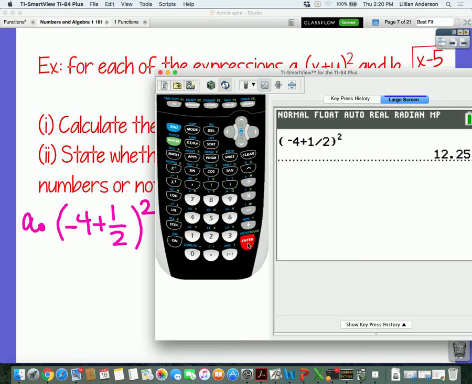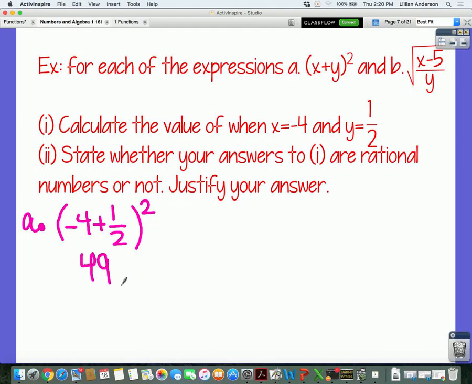Do it. How do you convert it to a fraction? What do you press? Math. Answer. It is 49/4. Now, it didn't specify that you had to put it as a fraction or anything like that, but hey, this verifies that yes, this is a rational number because it can be written as a fraction. Okay?